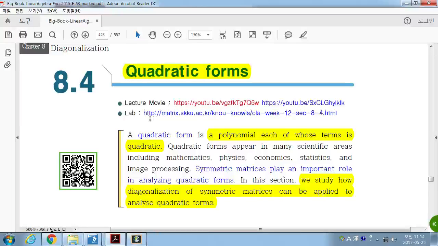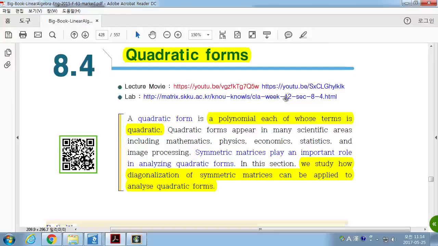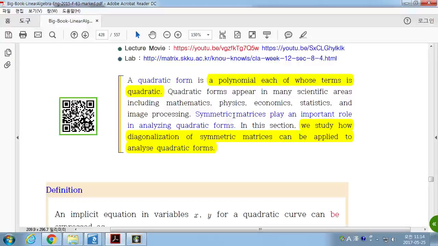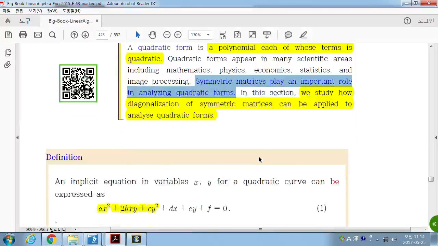Section 8.4, quadratic forms. A quadratic form is a polynomial, each of whose terms is quadratic. Here, a symmetric matrix plays an important role in analyzing quadratic forms. So in this section, we study how diagonalization of a symmetric matrix can be applied to analyze quadratic forms.